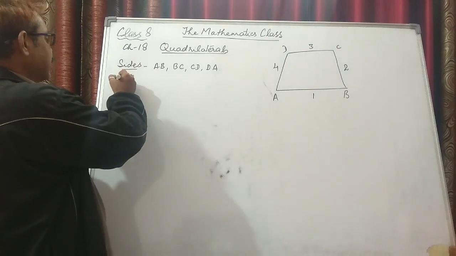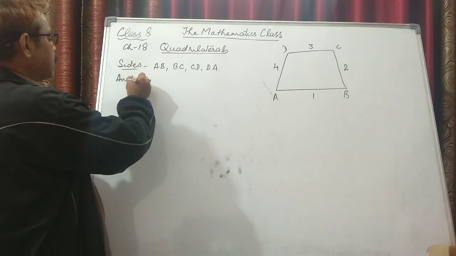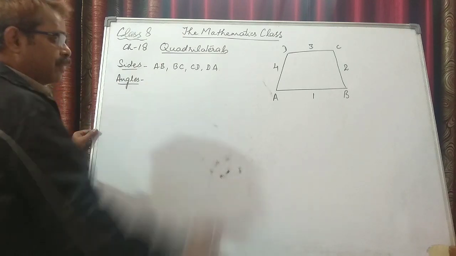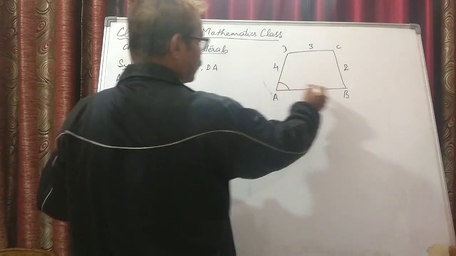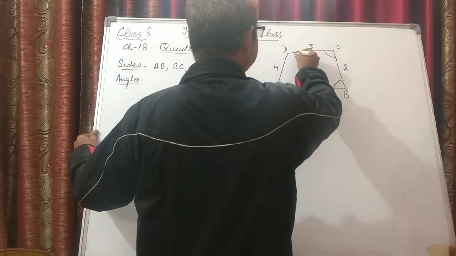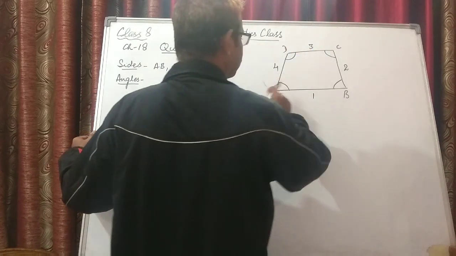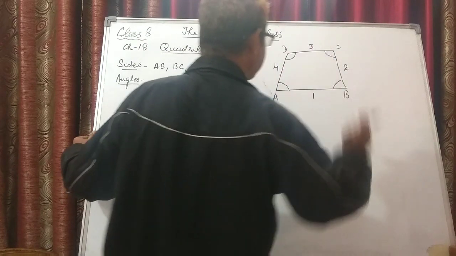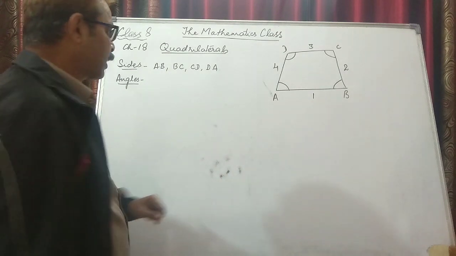Now when we want to talk about the angles, a quadrilateral has 4 angles. First angle, second angle, third angle and fourth angle. Any one of them can be said 1, 2, 3, 4 or 1, 2, 3, 4, anyone. But it will always have 4 angles.